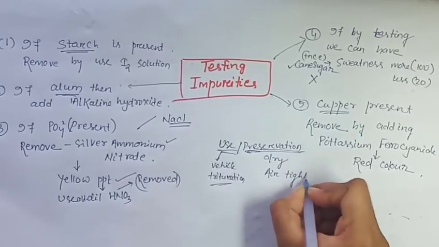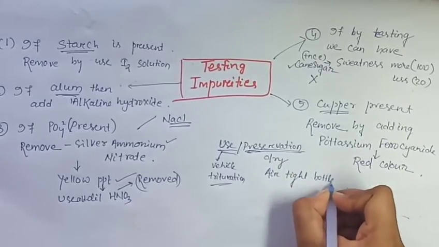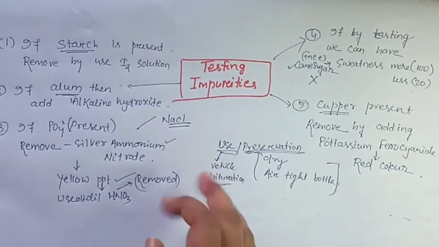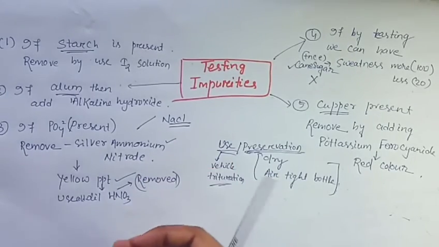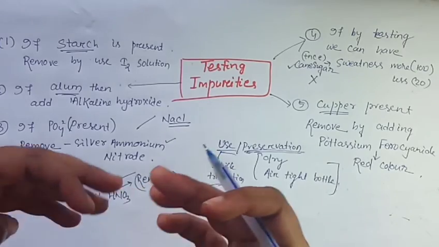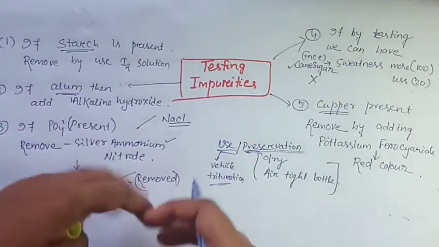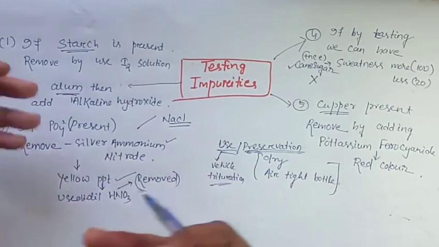So in this way we complete the full question and answer: what saccharum lactis is, how it is prepared, and what impurities are present in it. So in this way, if the question is asked, you can write it.